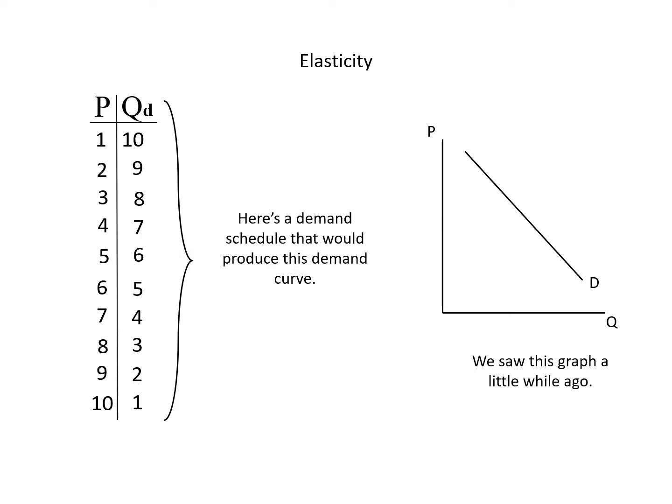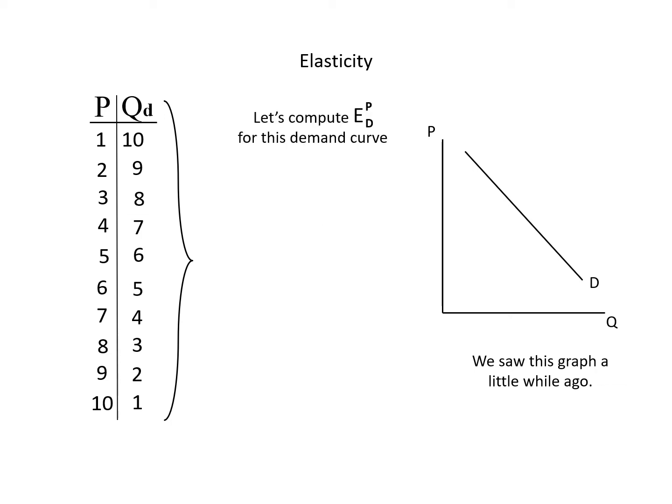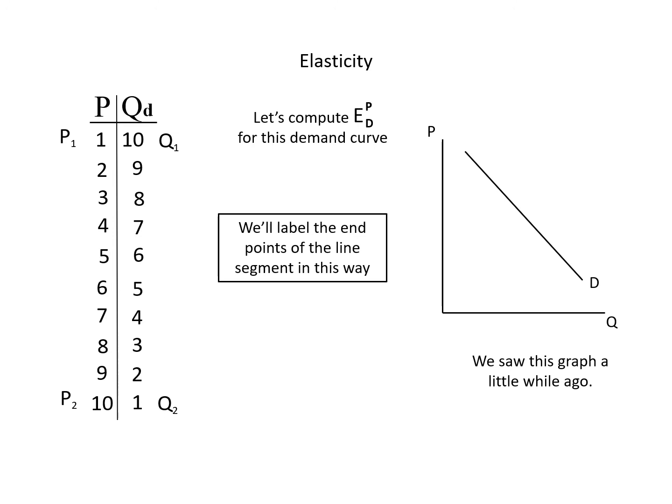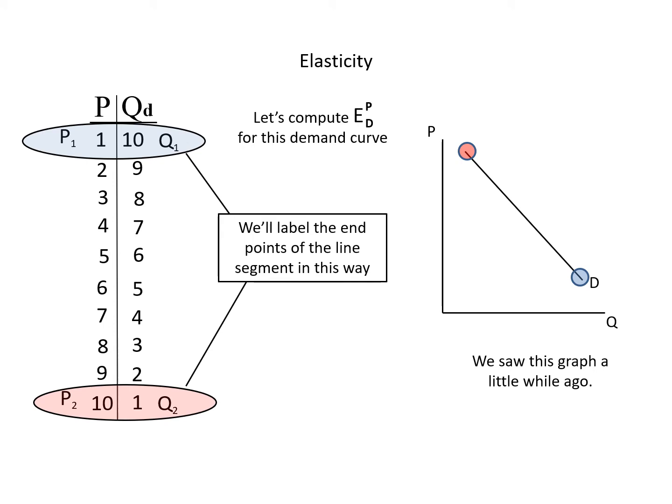And here's a demand schedule that would produce such a demand curve. Let's use this demand schedule to compute the coefficient of price elasticity of demand. We'll label the endpoints of this line segment in this way. We will label the blue price quantity pair P1 and Q1 respectively, and the red price quantity pair P2 and Q2 respectively. P1 would be the first price, P2 would be the new price.